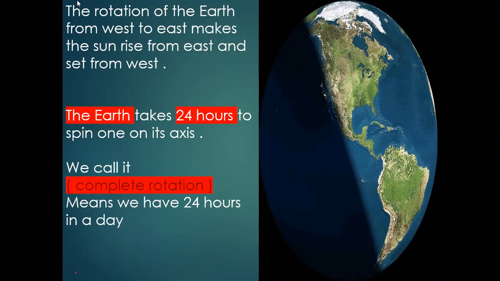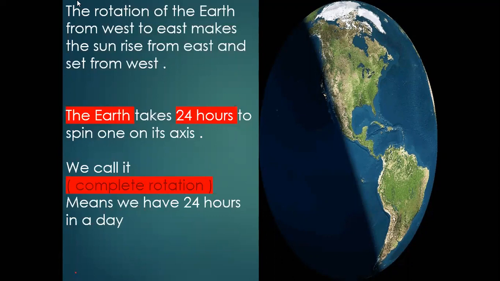The other question, if I asked you why we have 24 hours a day? Wait, Marwan. Say your name, please. Okay, answer, Marwan. Because the earth takes 24 hours to spin once on its axis. Very good. If I asked you what is complete rotation and why we have 24 hours in a day, you will answer because the earth takes 24 hours to spin once around its axis.